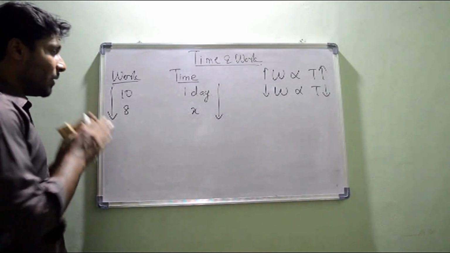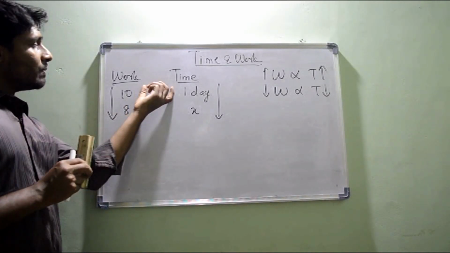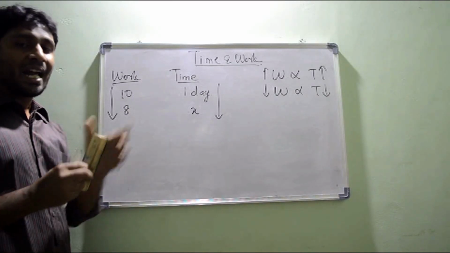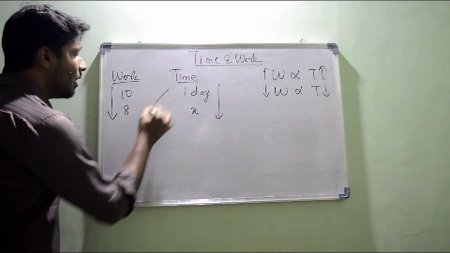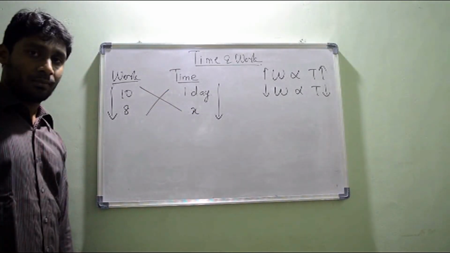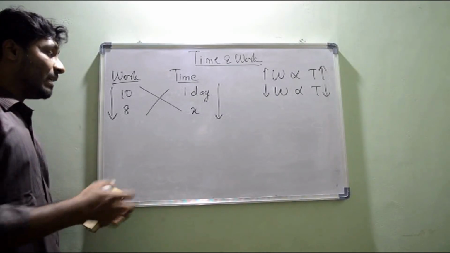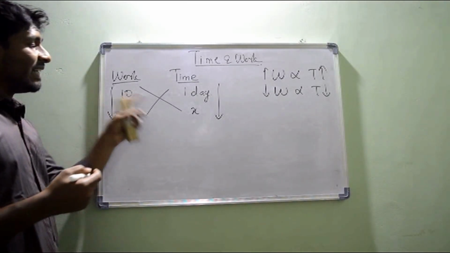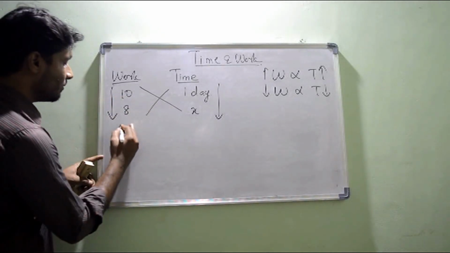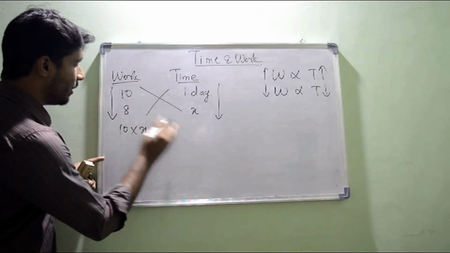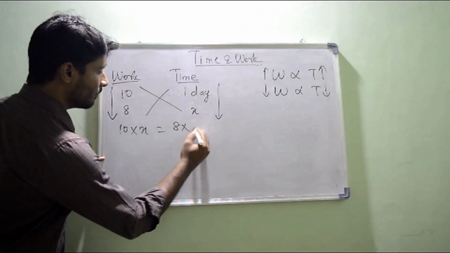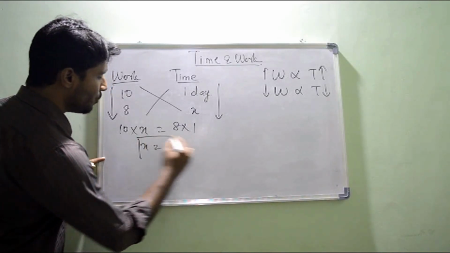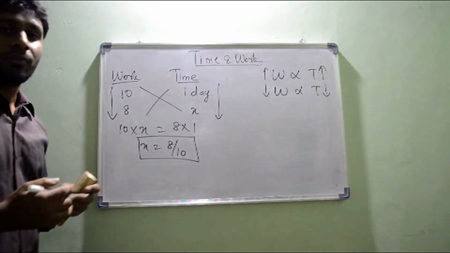Please remember this very important point. If any two quantities are in direct proportion, when they vary in direct proportion, I should always go on doing the cross multiplication to get the answer. And if you go for straight multiplication, you won't get the answer, whatever the case may be. Got it? So here I can find the x value as 10 into x equal to 8 into 1. So x equal to 8 by 10. So this could be my answer for the given question.